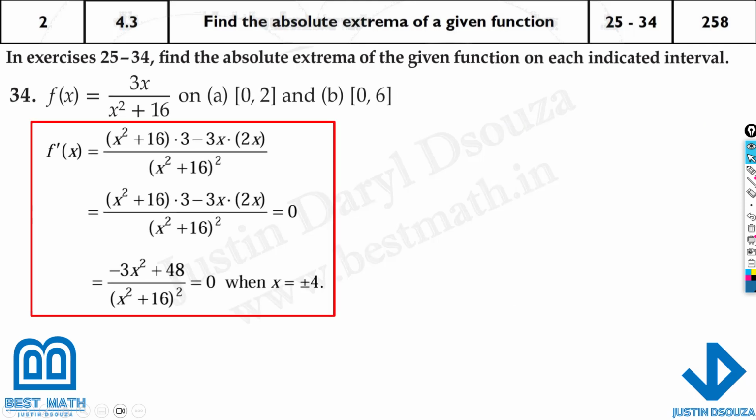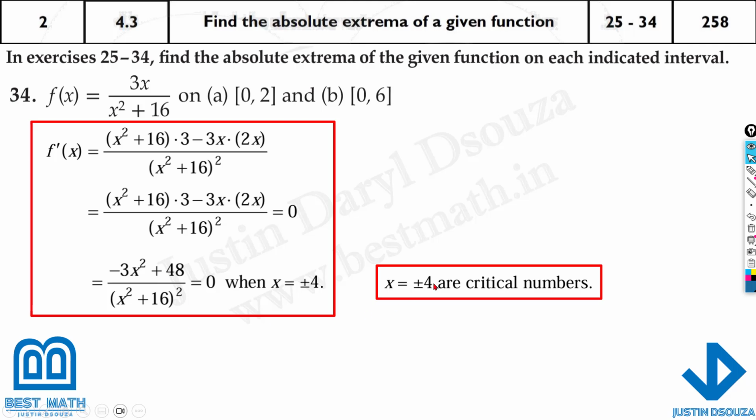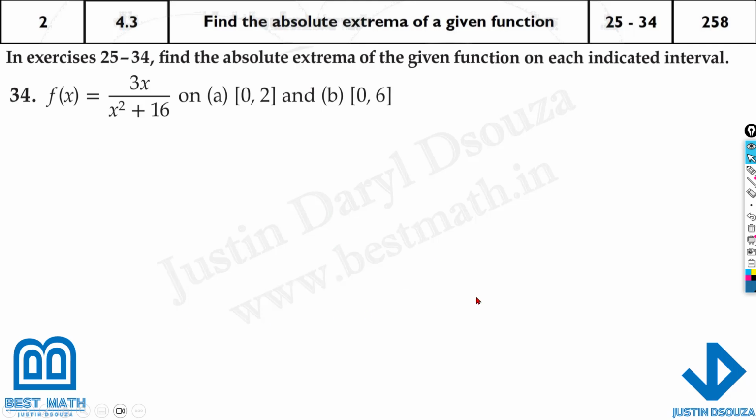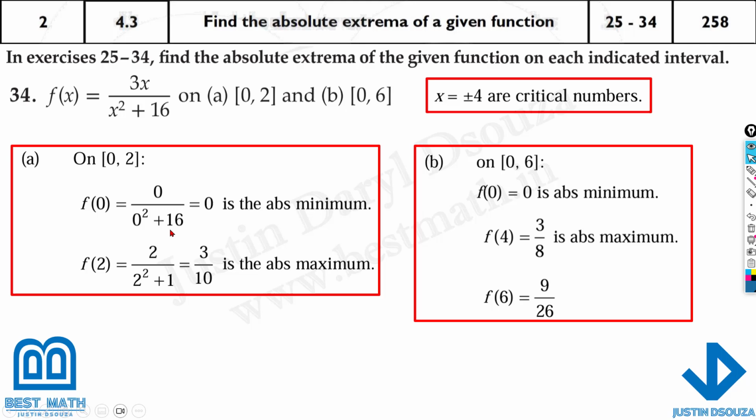So here as well. Otherwise, we have to use the quotient rule, which is really hard, isn't it? Find the critical numbers, and then you have to find the maximum and minimum. So when we graph, we directly get the answers. We can know which is maximum and minimum.